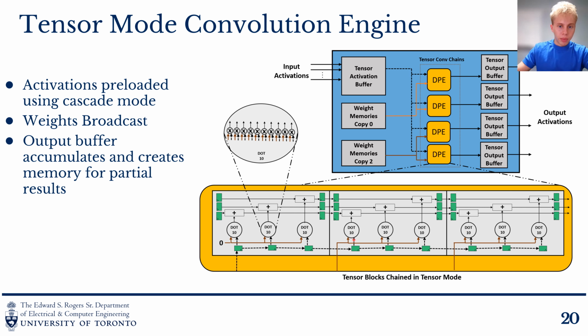These are sent to the second and third tensor block in this example. And here we compute the dot products in the dot product engine shown here, accumulate the results, send them down the chain, and accumulate them there as well. These get sent to the tensor output buffer, where we store these partial results until we have our final output, which we can send to the next layer.